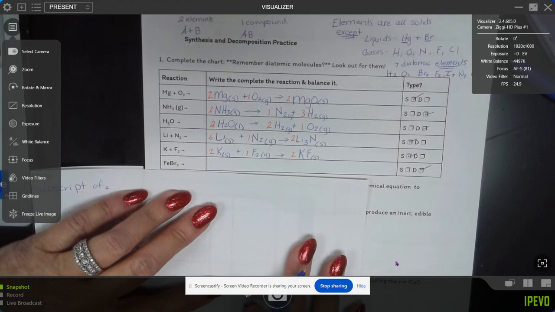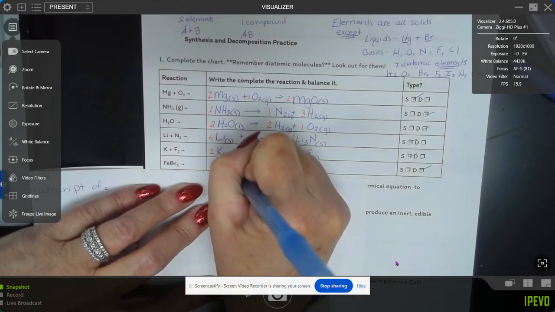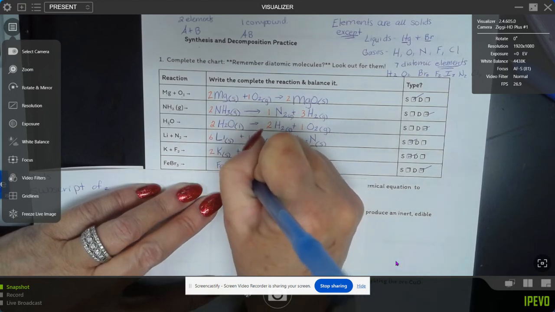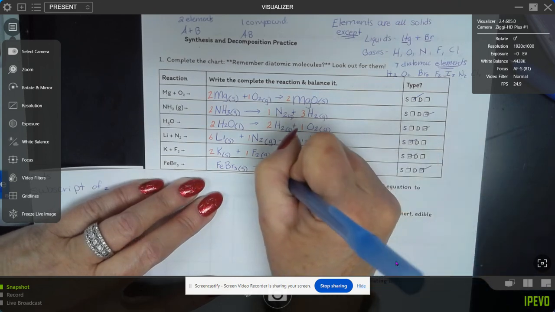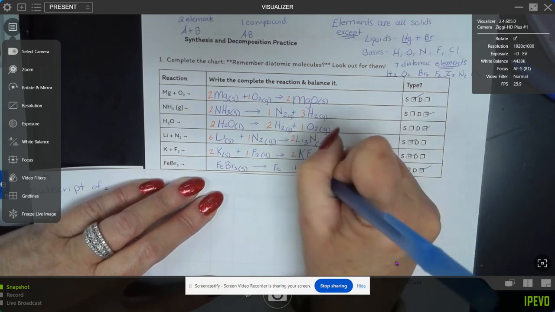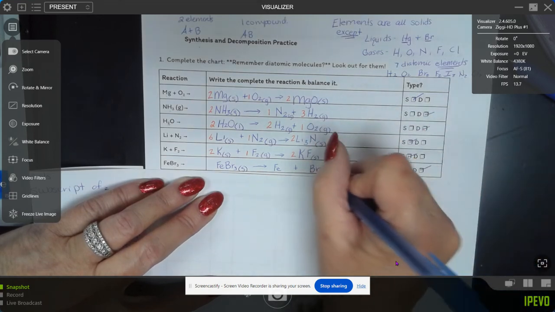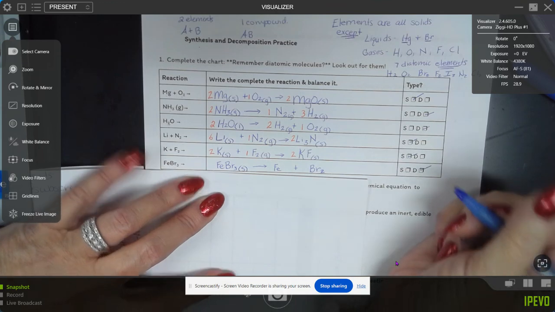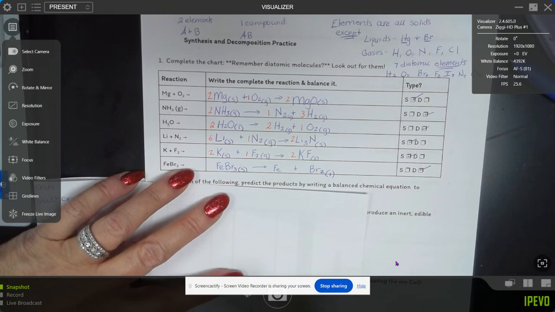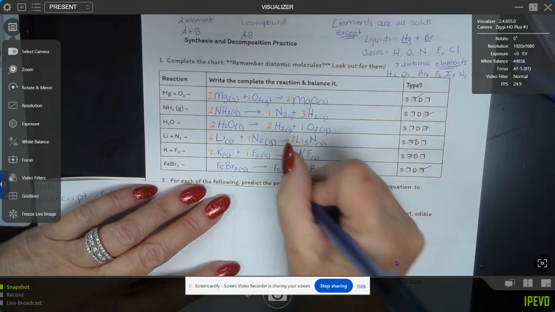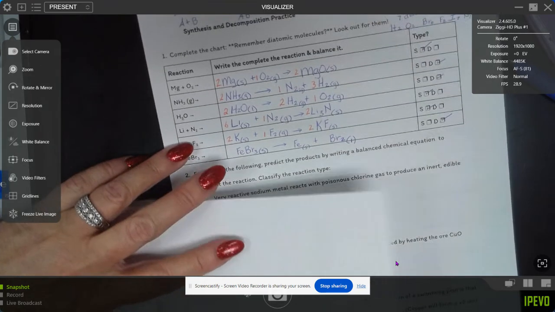FeBr3. All right. So FeBr3 is a solid because it's ionic. When it decomposes, it's going to form iron plus bromine. Bromine is one of the 7, so it's a diatomic element. And bromine is actually a liquid, okay? So, and iron is a solid. All right, so let's balance this.